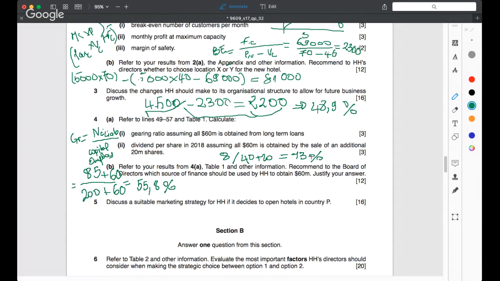You also have the initial. What is the initial what? Share price. Share price. Refer to your result from 4A, table 1, and other information. Recommend to the board of directors which source of finance should be used by HH to obtain 60 million.